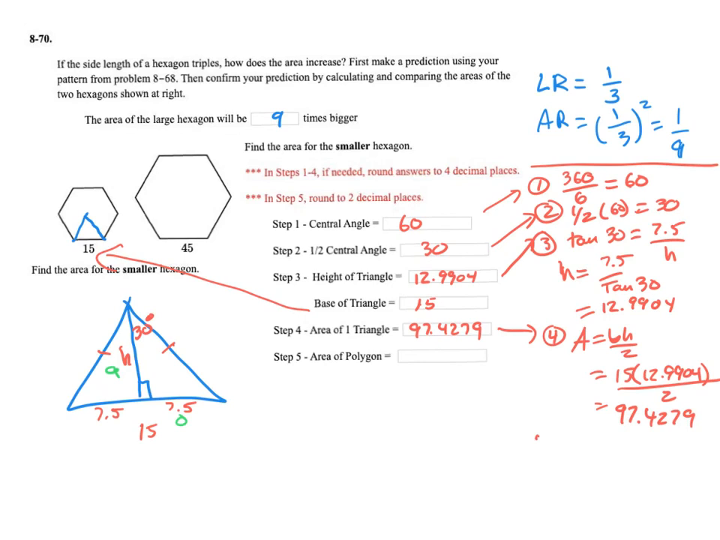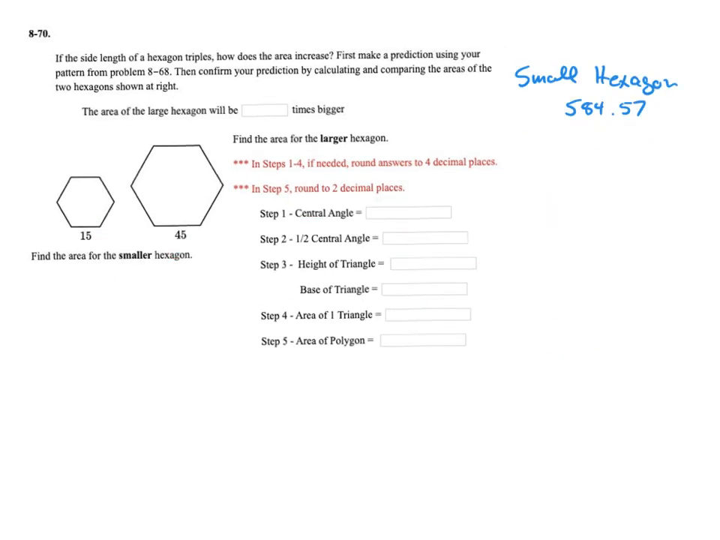And then lastly, the last step is to find the area of the polygon. So I take the number of sides, which is 6, times the area of one triangle, 97.4279. And this time I can round it to 2 decimal places, but that will give me 584.57. So we found the area of the small hexagon is 584.57.